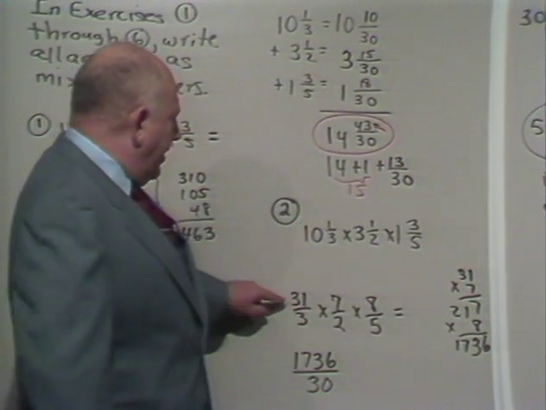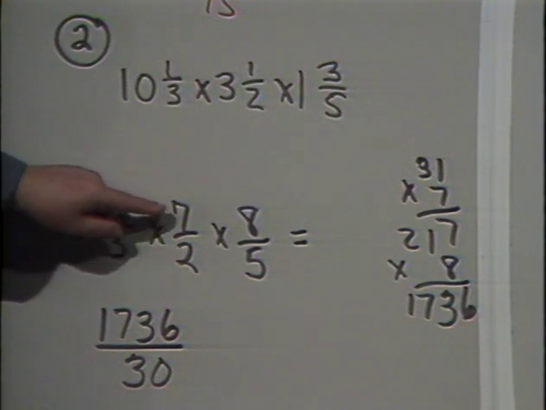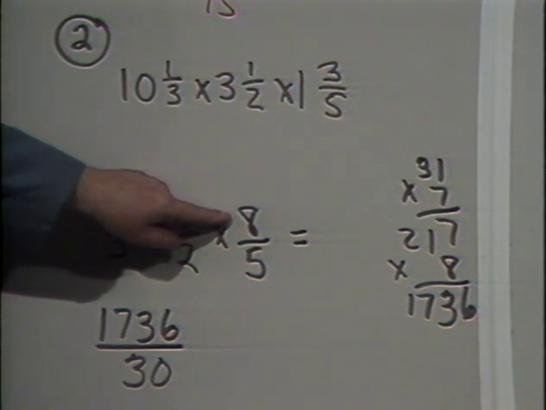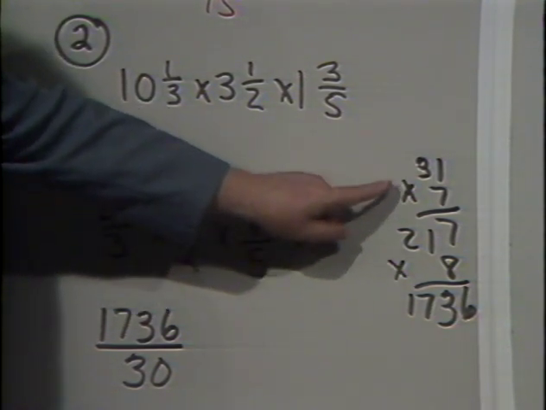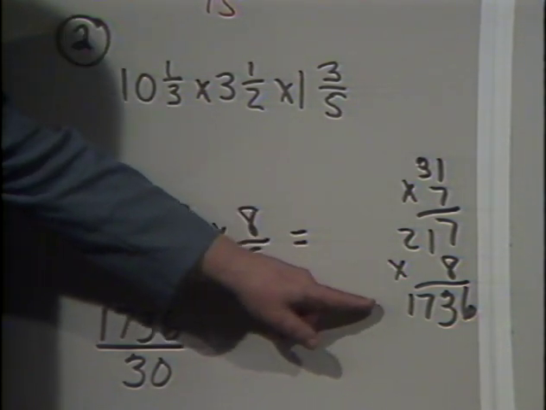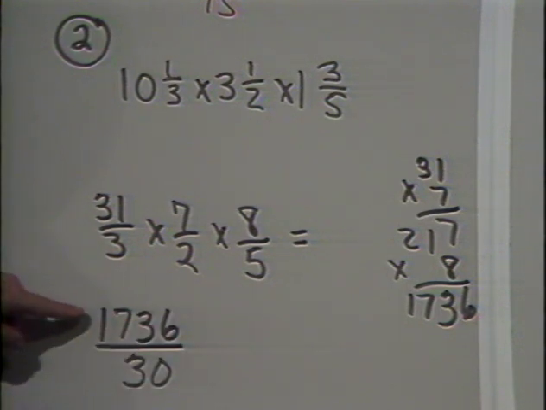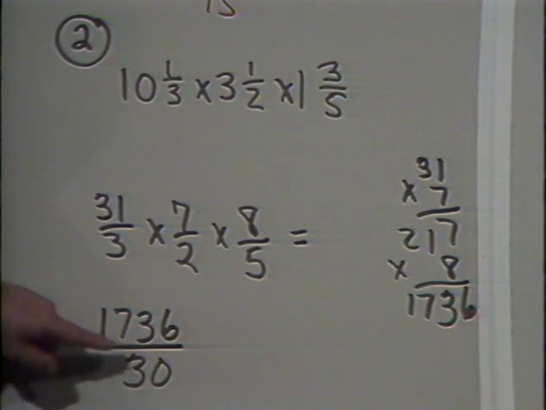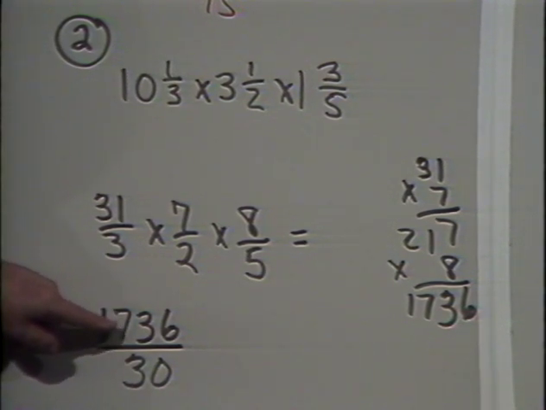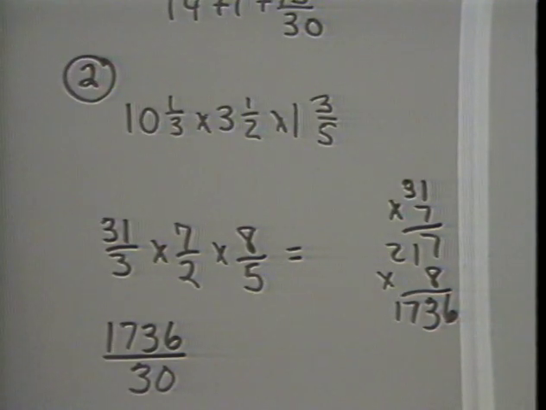So in a problem like this, you could say what? 31 times 7 times 8. And even though I leave the details to you, on the corner here, I've just written out the multiplication so you can see how I get at this. So the numerator is 1736. The denominator is still 30. So as a common fraction, the answer to this problem is 1736 over 30.